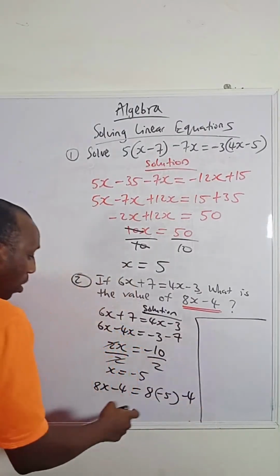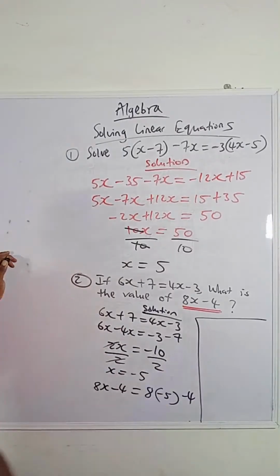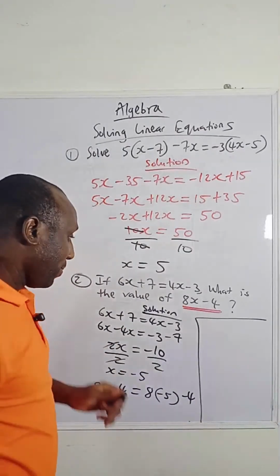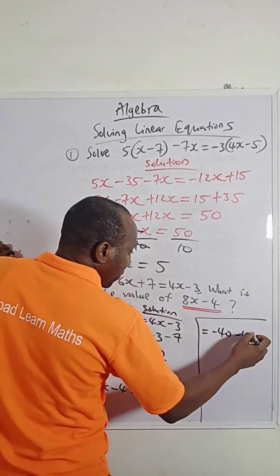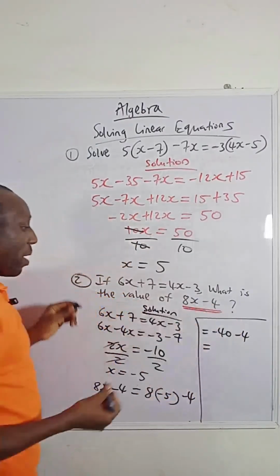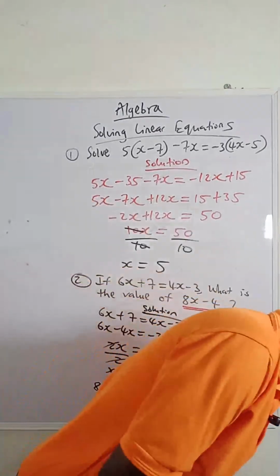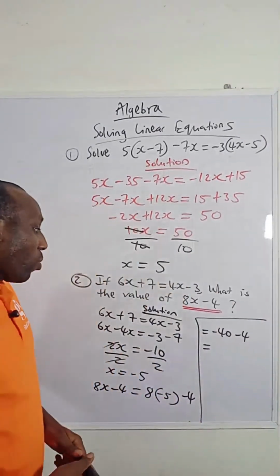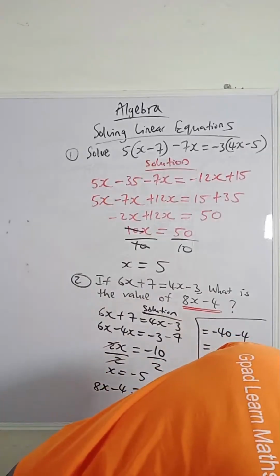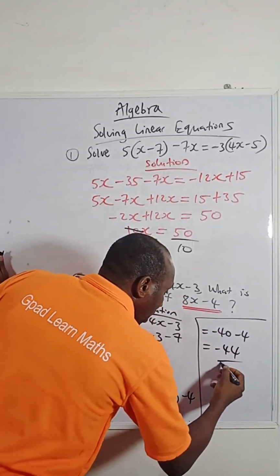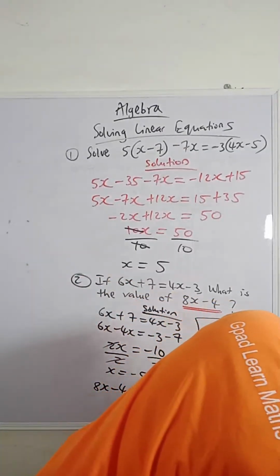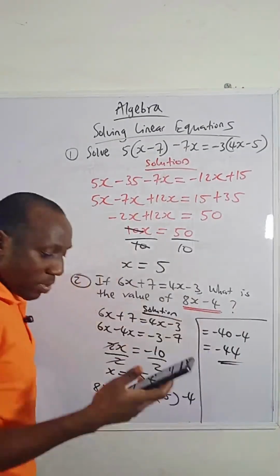Let's wrap it up here. 8 times minus 5 is what? Minus 40. So minus 40, then minus 4. What is minus 40 minus 4? Yes, who can tell me? That's minus 44. Okay, Prof said it is minus 44. Yes, so the answer is minus 44. I hope this is clear, people.